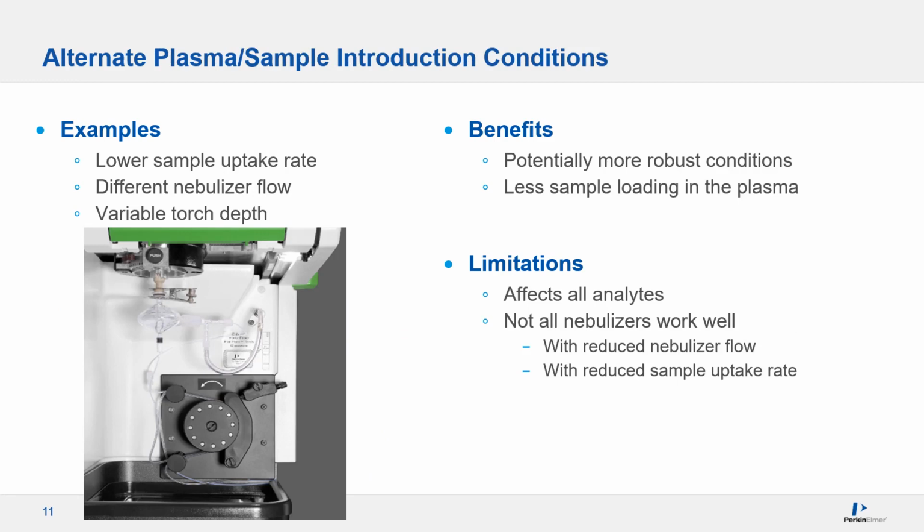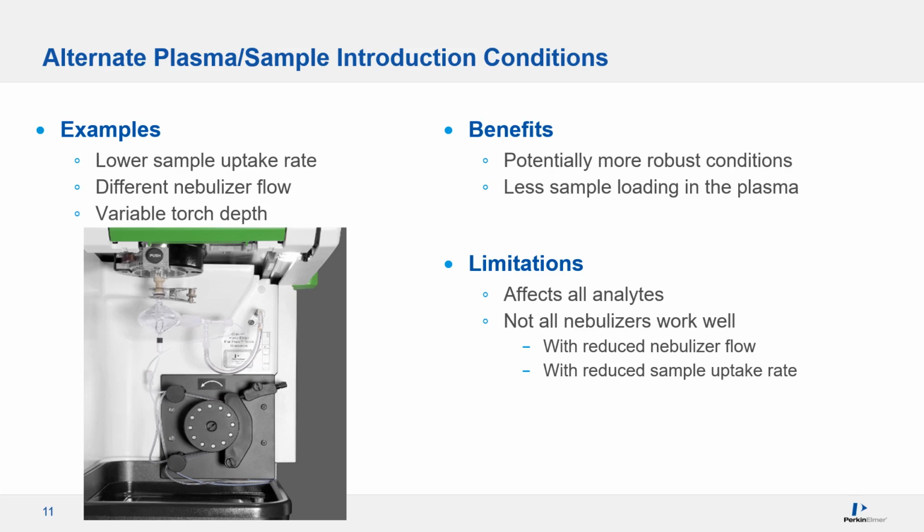If we don't want to use alternate sample introduction components, another option is to use alternate plasma or sample introduction conditions. Some examples include lowering the sample uptake rate, using a different nebulizer flow, or changing the torch sampling depth. The benefits of making these changes are we can have potentially more robust conditions. In addition, we'll be putting less sample loading in the plasma, so we'll have fewer matrix effects. The limitations, though, as before, are that making any of these changes will affect all the analytes.